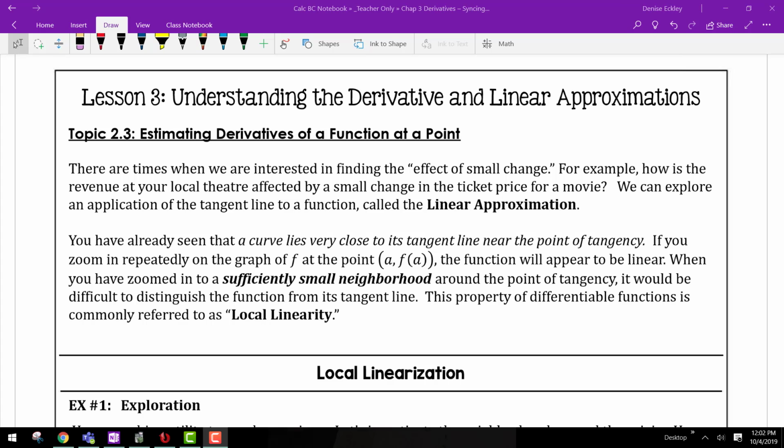There are times when we want to find just the effect of a small change. So the example I give here is, what if your local theater changed the ticket price? How would it affect how many people come to the movie? So what we can do is find a linear approximation, which is how we can use the tangent line to help us determine what's going on with the function.